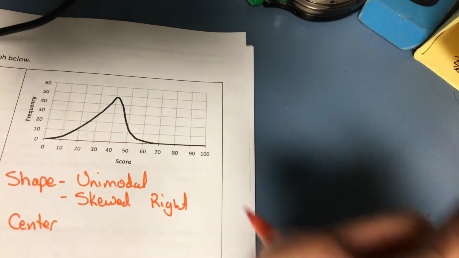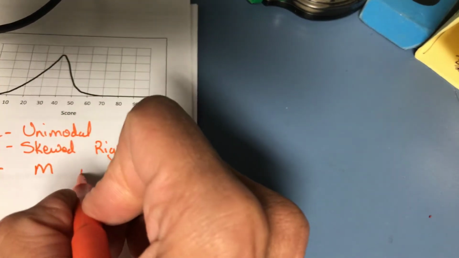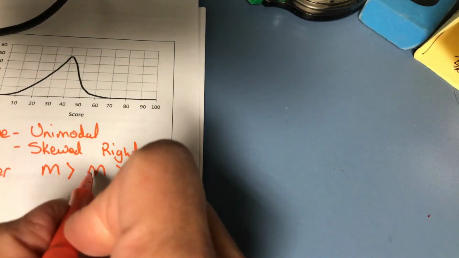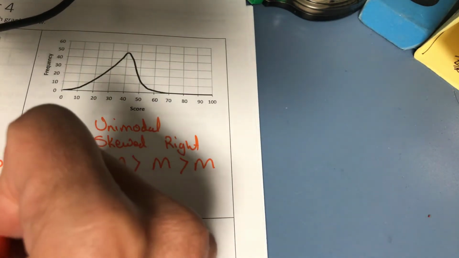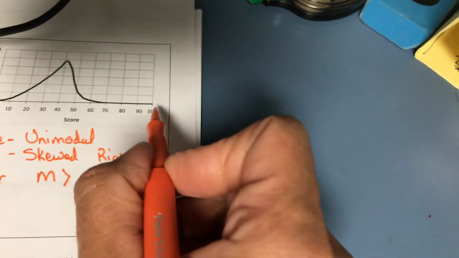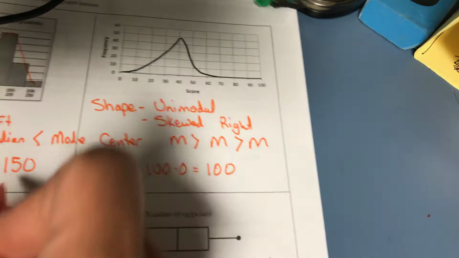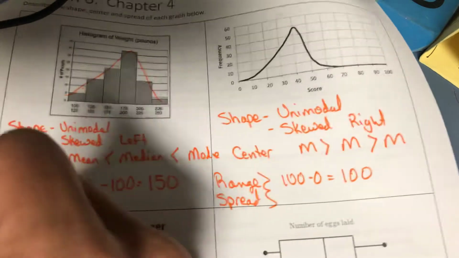And once I know the shape, I can go into the center. And this time I'm not going to write out mean, median, and mode. I'm just going to put M is for mean, M is for median, M is for mode. And since it's skewed right, I'll be putting the arrows here. So for instance, the mean is bigger than the median, and the median is bigger than the mode. And then the last thing I'll talk about is the range. I'll go for my highest number, which is 100, my lowest number, which is 0. I can subtract those. So I get a range of 100. And sorry, range, I don't think I said it here, is addressing the spread. So that goes together. Let me add that over here.